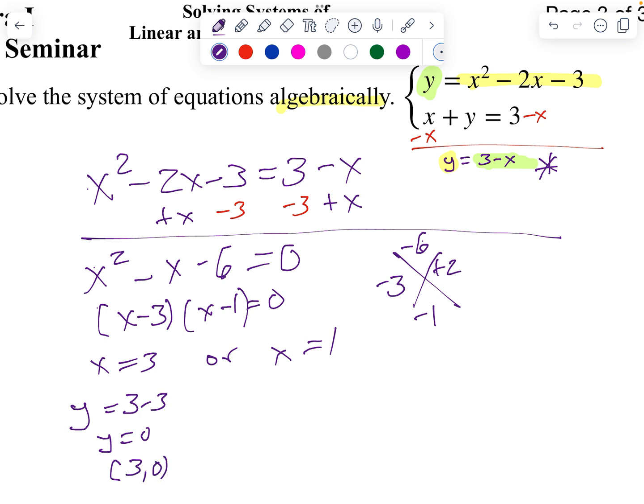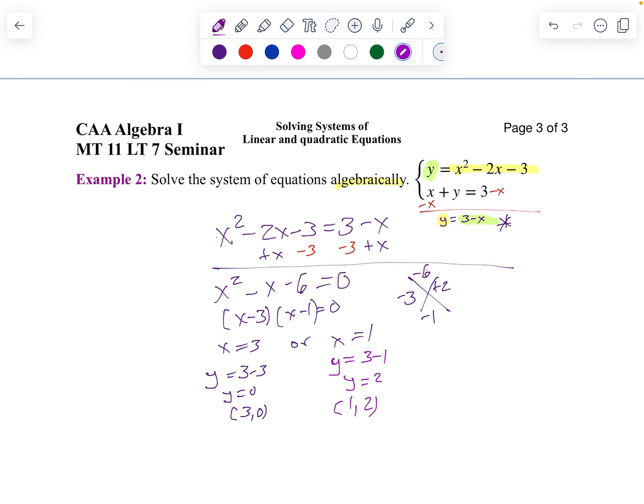Second equation, let's replace x with 1. So y equals 3 minus 1, or y equals 2. So my ordered pair is 1 and 2. We should be able to solve it graphically and algebraically, this system. So try each of those on your assignment.